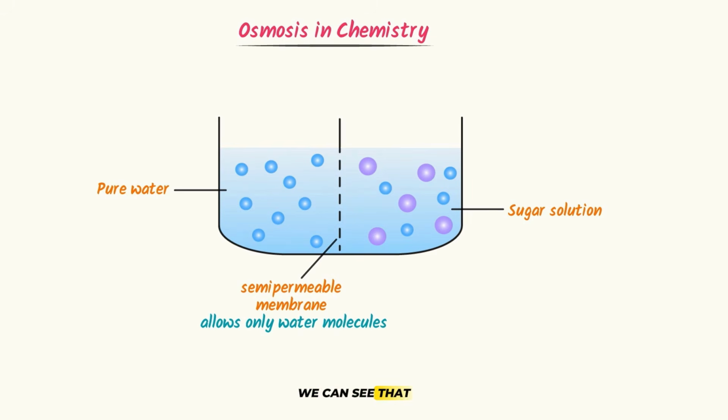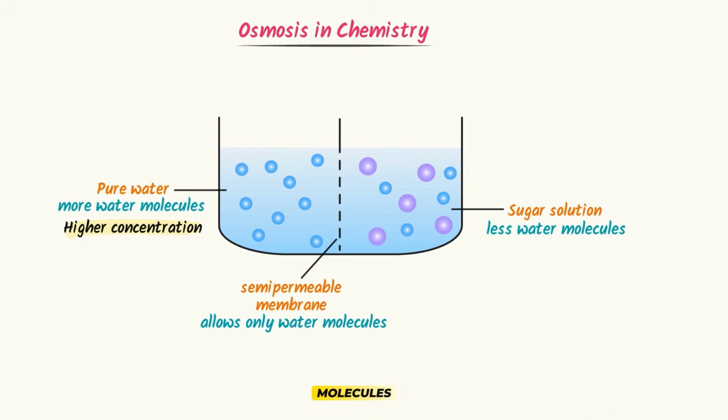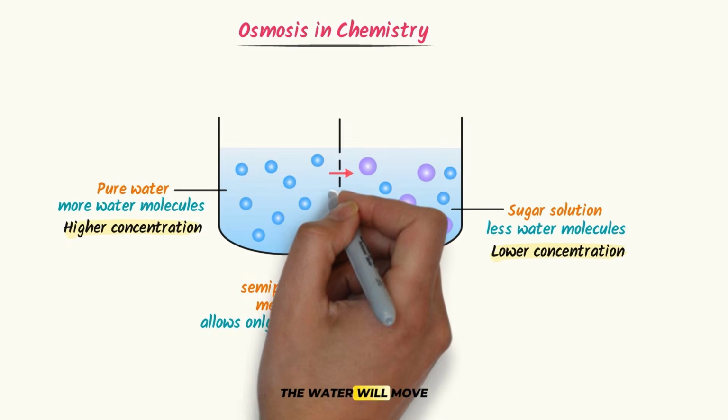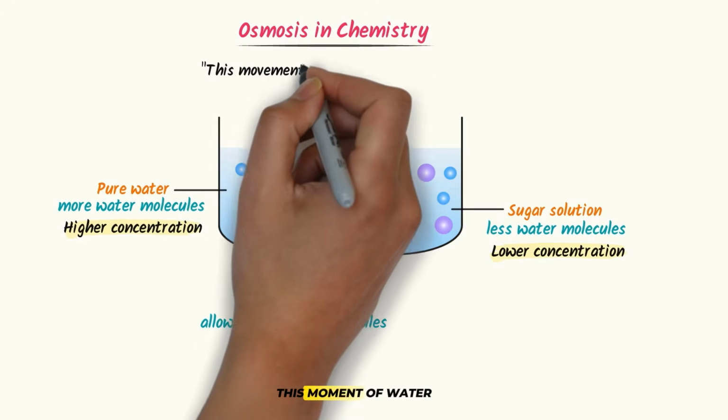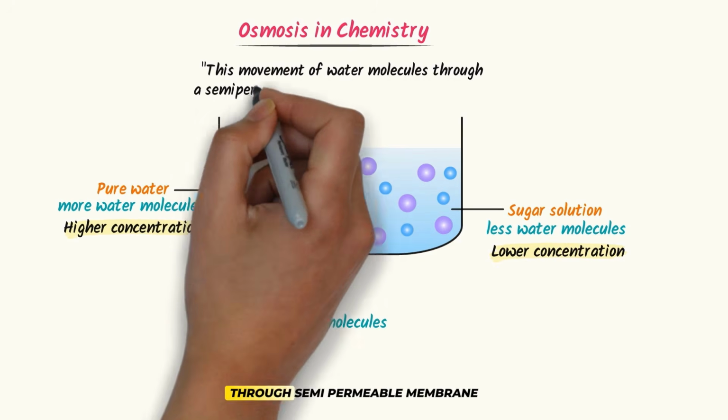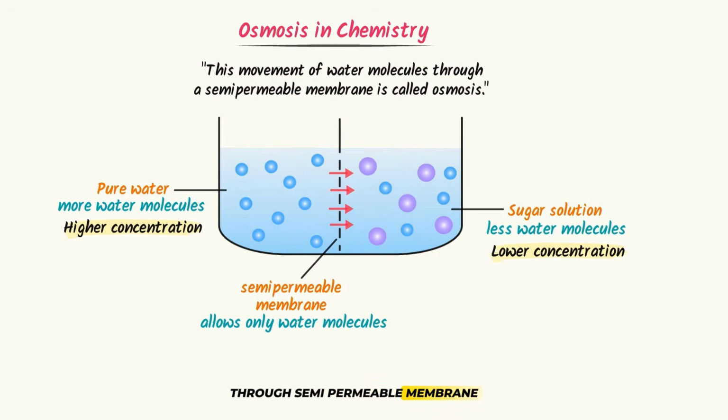We can see that on the pure water side, there are more water molecules, so its concentration is high. While on the sugar solution side, there are fewer water molecules, so its concentration is low. Thus, water will move from a high concentration region to a lower concentration region through this semi-permeable membrane. This movement of water molecules through a semi-permeable membrane is called osmosis.